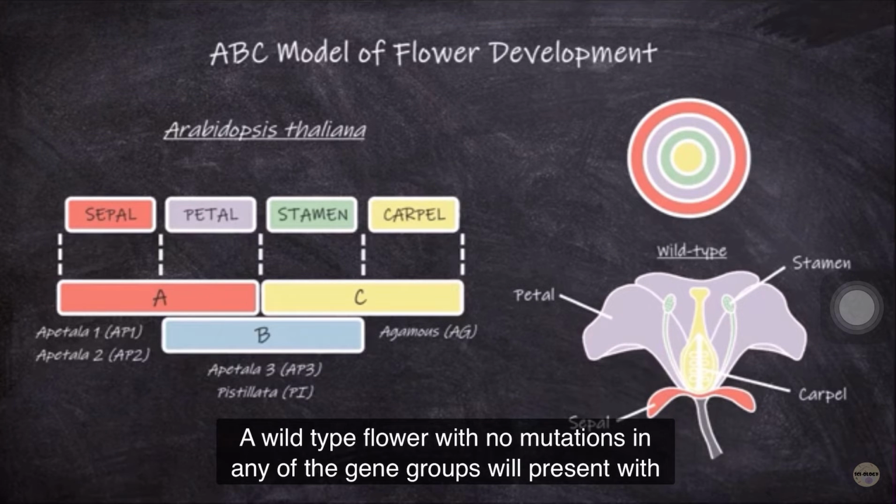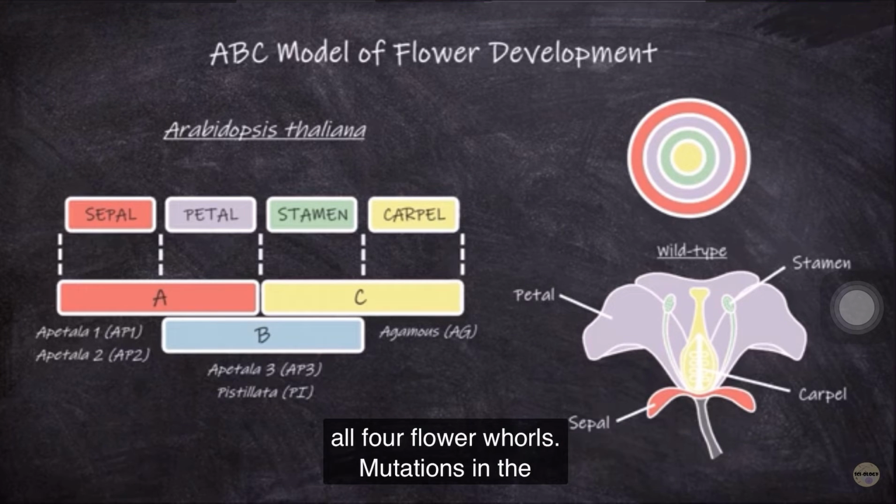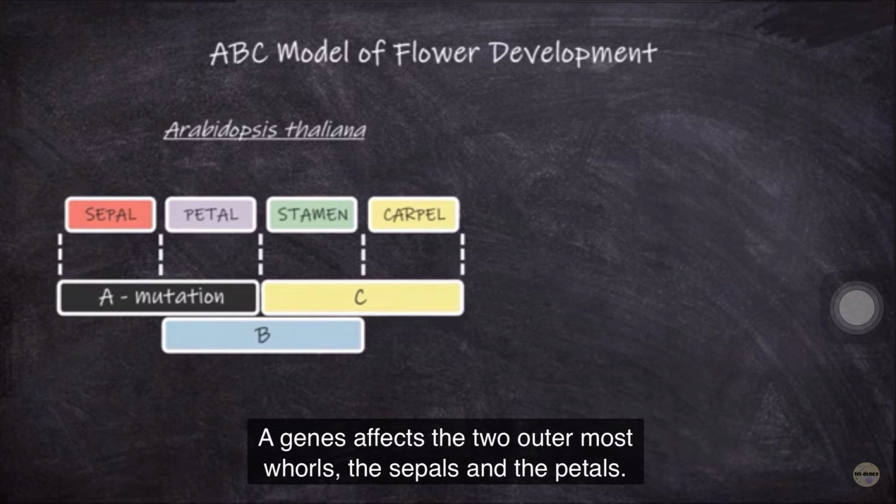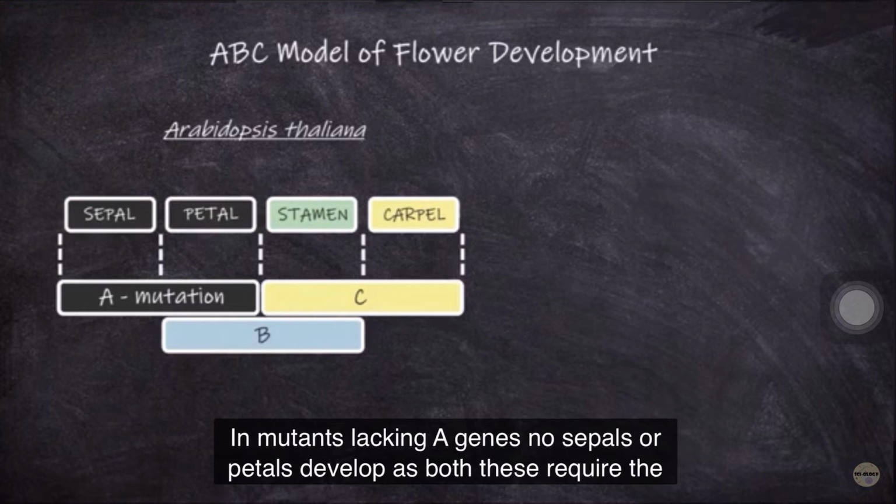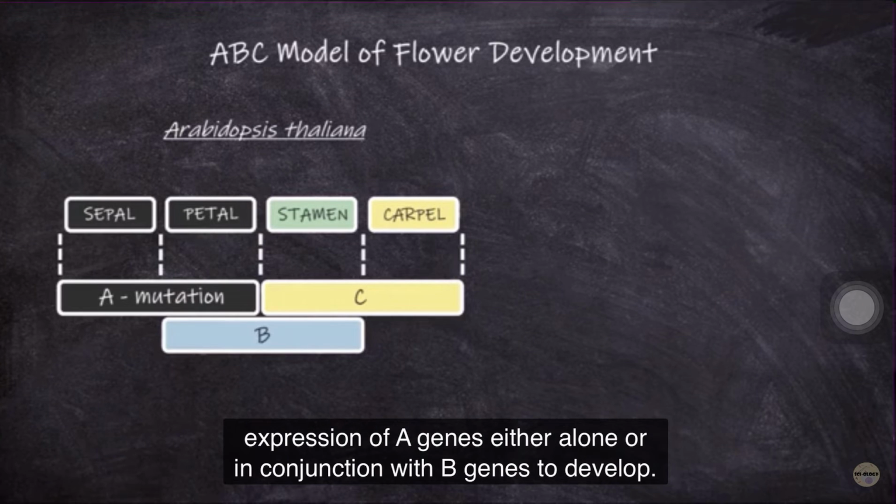A wild-type flower with no mutations in any of the gene groups will present with all four flower whorls. Mutations in the A genes affect the two outermost whorls, the sepals and the petals. In mutants lacking A genes, no sepals or petals develop, as both these require the expression of A genes either alone or in conjunction with B genes to develop.